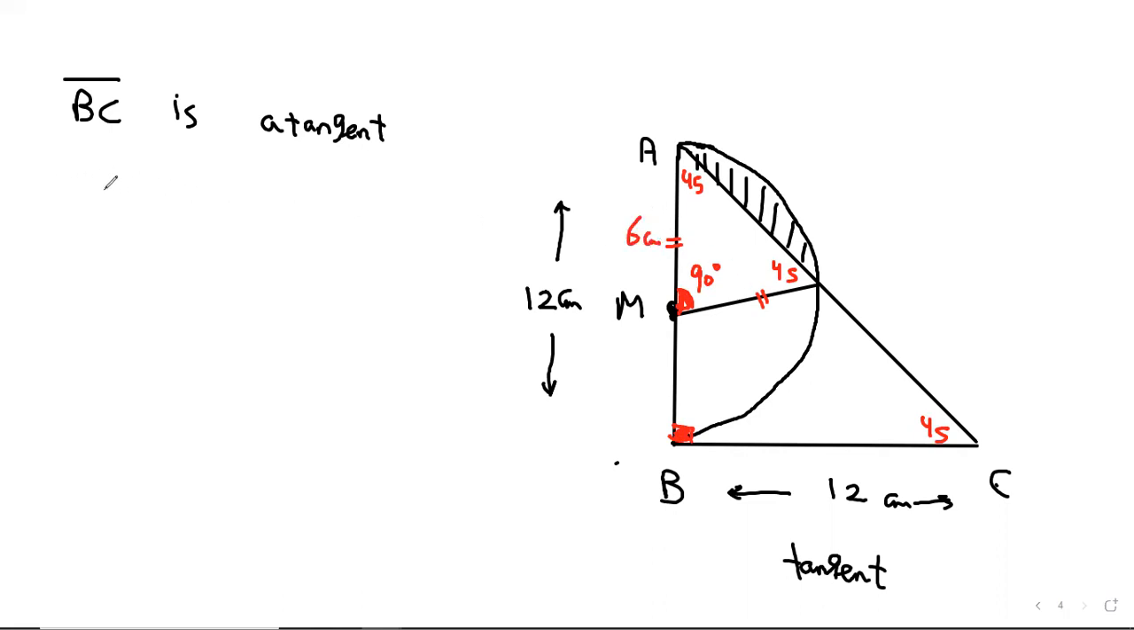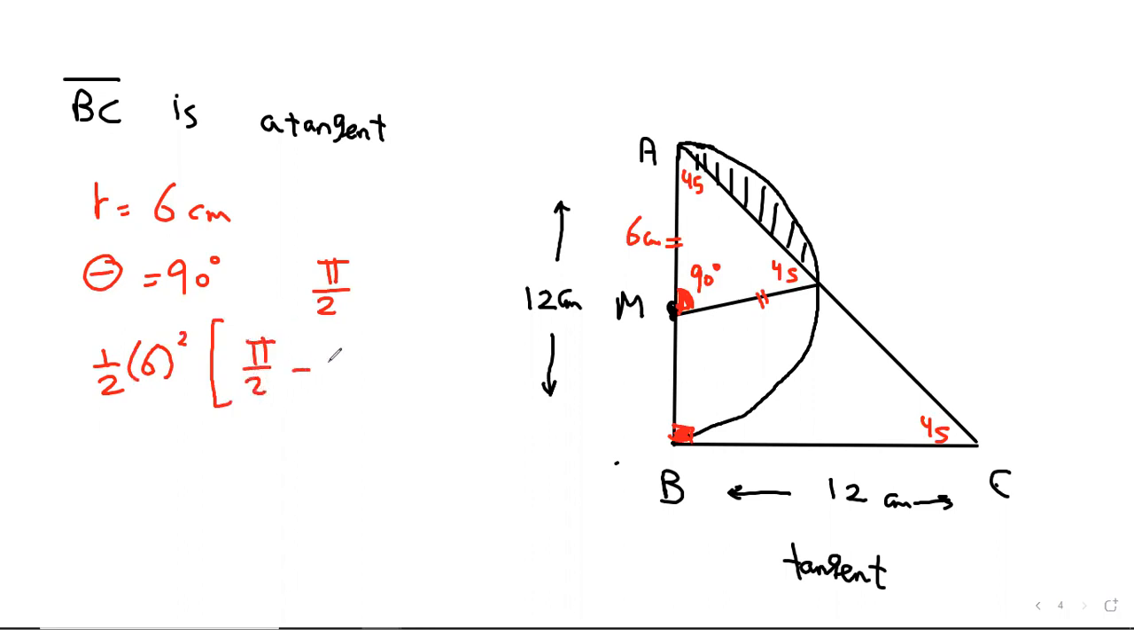So we can apply the rule because we have the radius. The radius is 6 centimeters, and we know theta is 90 degrees, which is equal to pi over 2. So the area of the circular segment is half multiplied by 6 squared multiplied by pi over 2 minus sine 90. By using the calculator, you will find the area to the nearest 2 decimal places. It's 10.27 centimeters squared. Let's go to the next example.